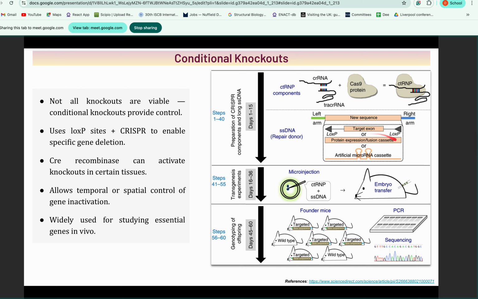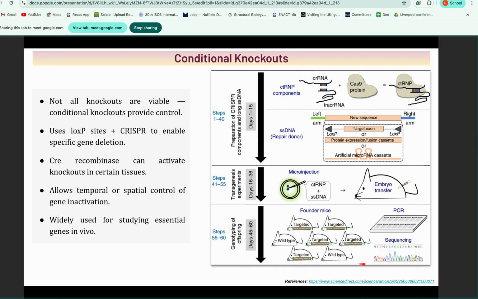And in the target site, these are the sequences which were previously present. So the mice which are targeted all have the new sequence now. PCR is performed to amplify the sequence and to know whether the targeted mice now have the new sequence or they still have the target exon sequence only. So these are the experiments which show how conditional knockouts are performed.